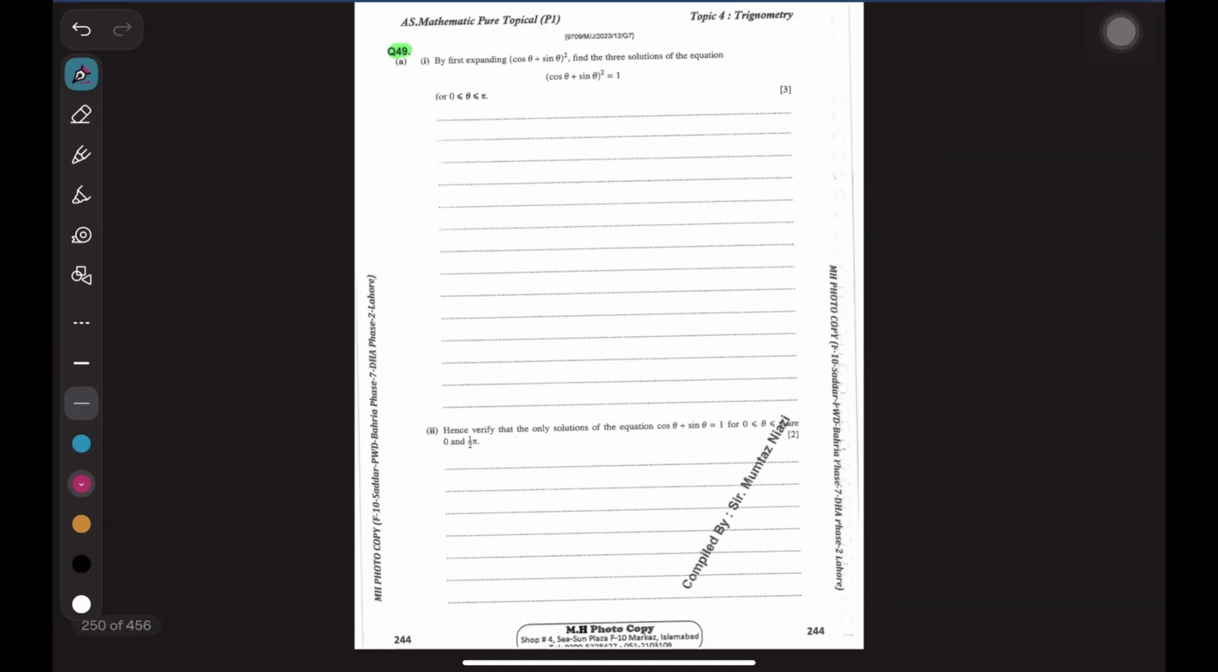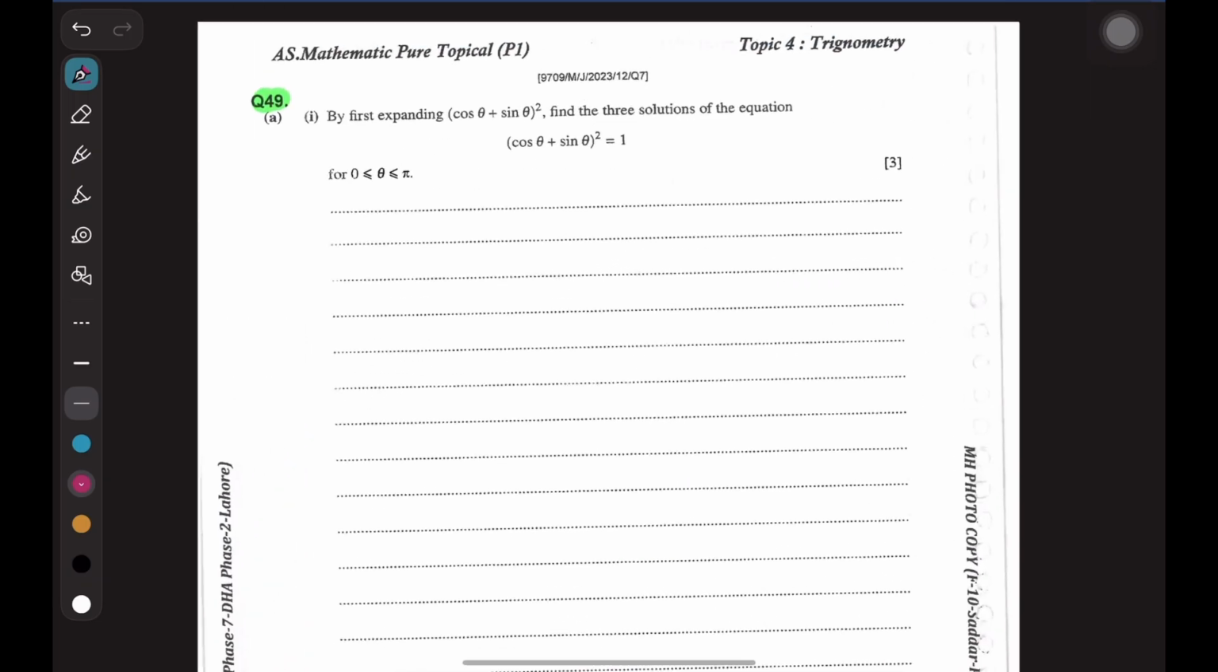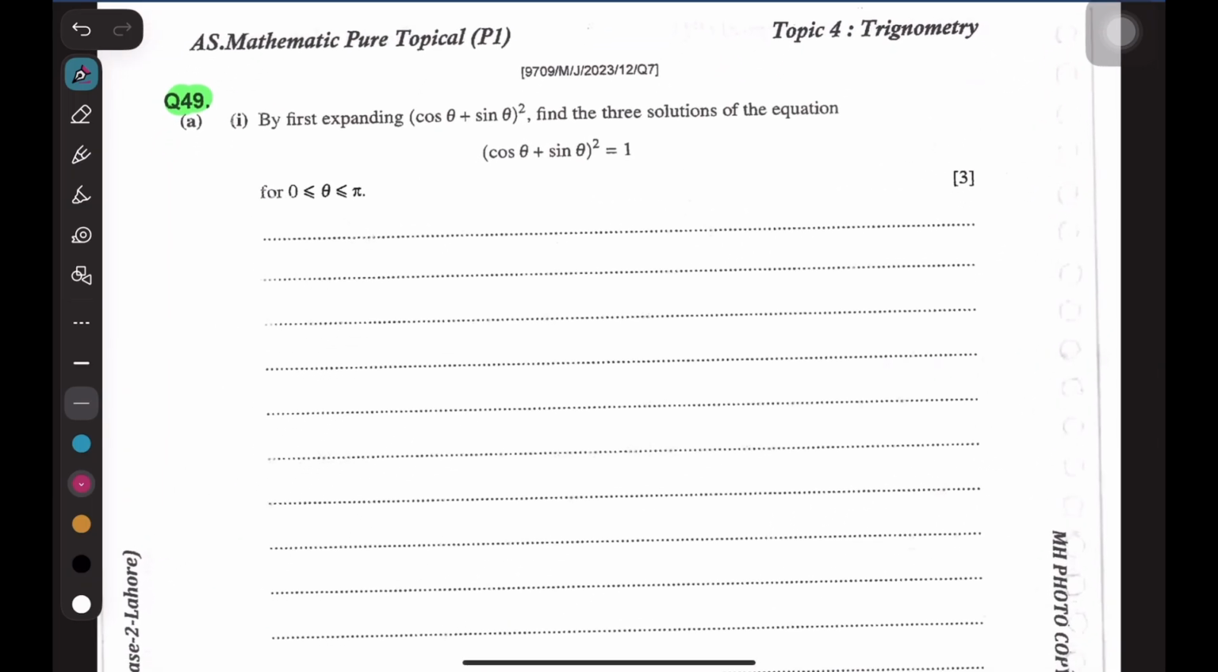Now next question, question 49 over here. By first expanding cos theta plus sine theta whole square, find the three solutions of the equation cos theta plus sine theta whole square equals 1. Alright, so it's cos theta plus sine theta whole square, so that's similar to the identity a plus b whole square equals a square plus 2ab plus b square.